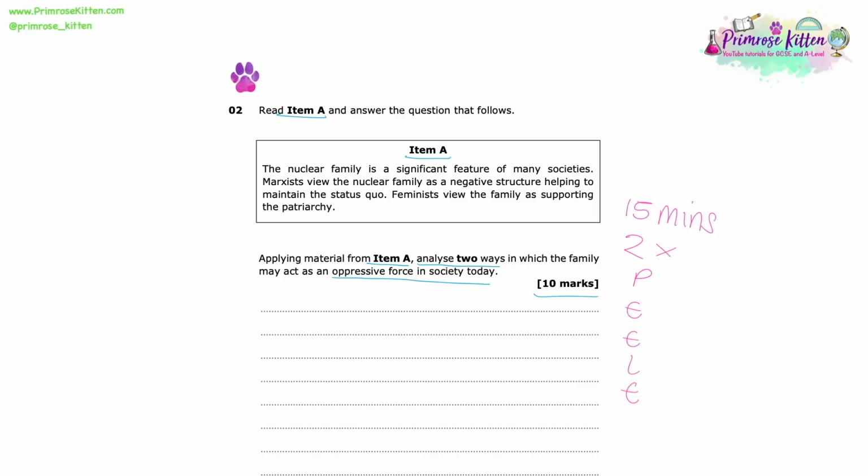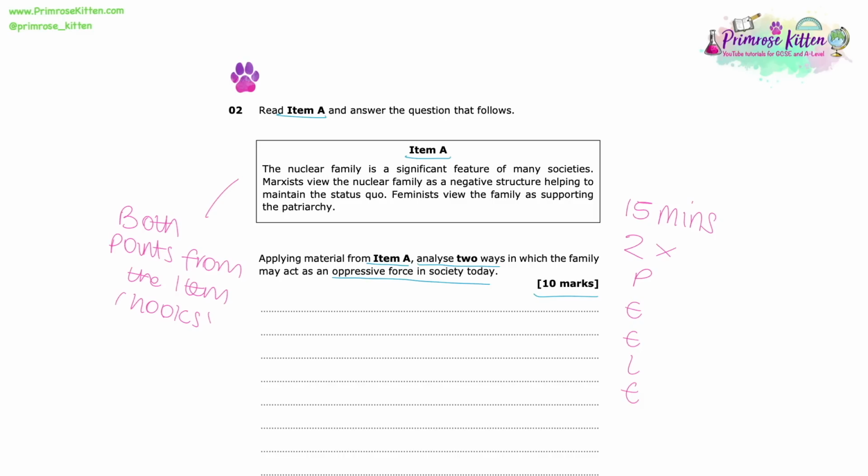The other reminder we need for this question type is that we must find the points for both of our paragraphs from the item that we have been given. So it's one of these questions where we are looking for hooks. You need to read the item and highlight two very separate hooks that you are happy to write a paragraph about.